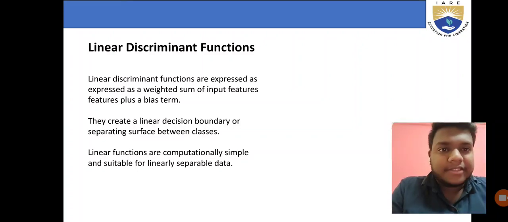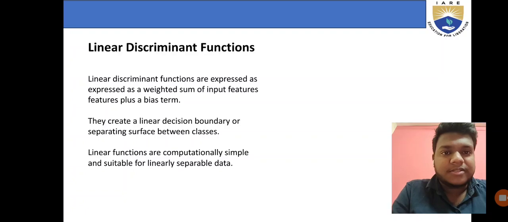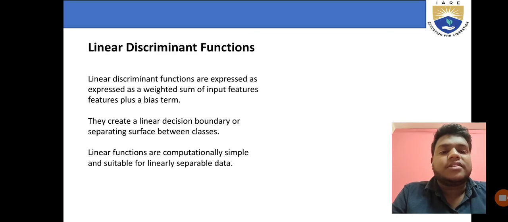Linear discriminant functions. Linear discriminant functions are expressed as a weighted sum of input features plus a bias term. They create linear decision boundaries or separating surfaces between classes. Linear functions are computationally simple and suitable for linearly separable data.